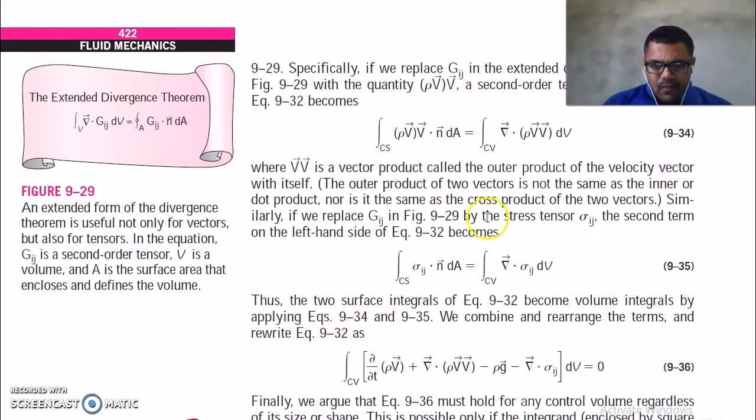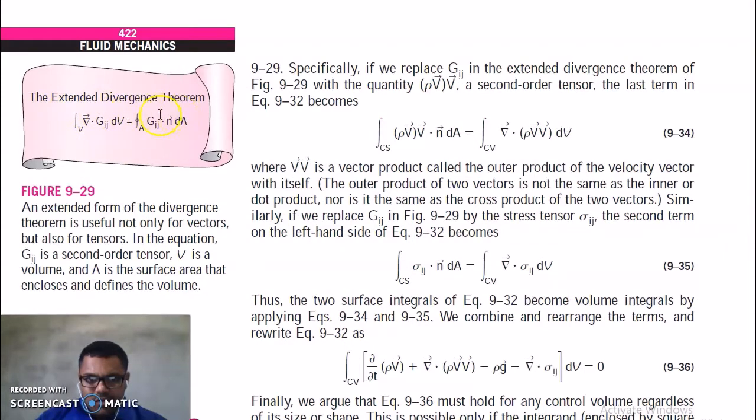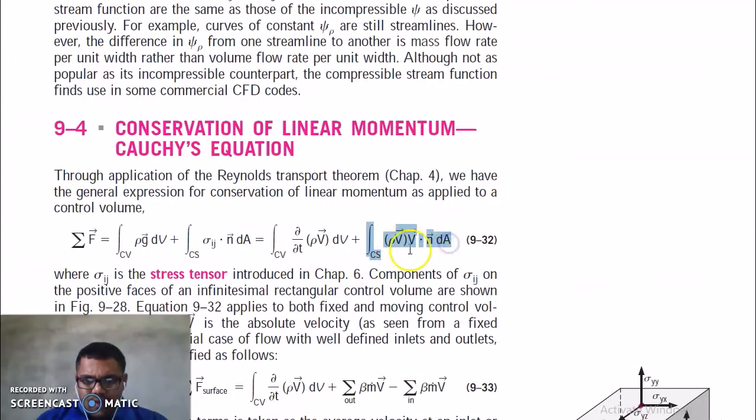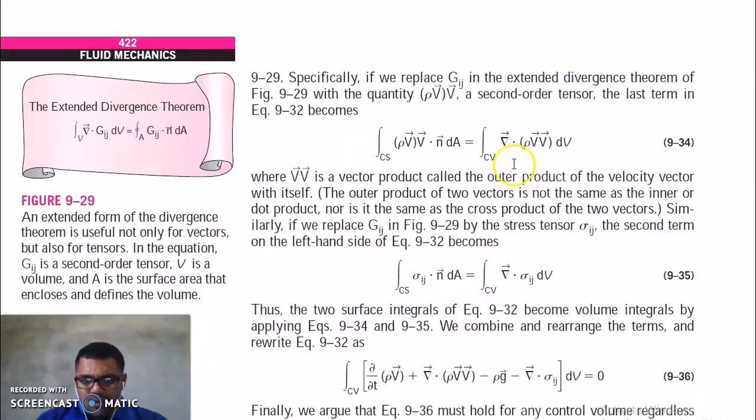We can use the divergence theorem. Now what is the divergence theorem here? The extended divergence theorem, which is Gauss theorem. So here we will take Gi and replace it with the quantity density times velocity times V, a second order tensor. So this is a second order tensor. The last term in equation 9.32 becomes the integral of density V dot n dA, equal to the integral of del dot (density VV) dV. So we can take this term and, by applying Gauss theorem, convert it into the control volume, where VV is a vector product called the outer product of the velocity vector with itself. The outer product of two vectors is not the same as the inner or dot product, nor is it the same as the cross product of two vectors.